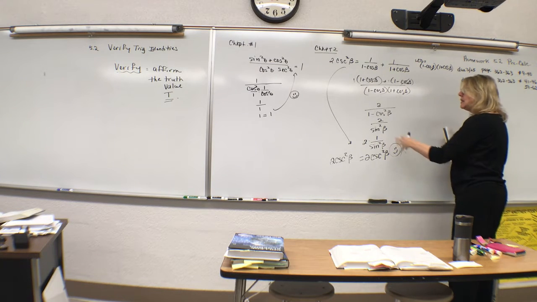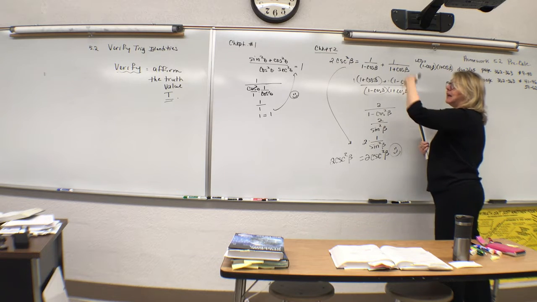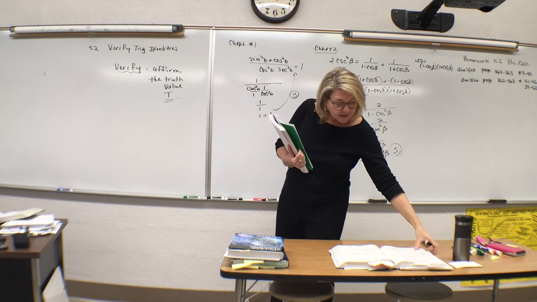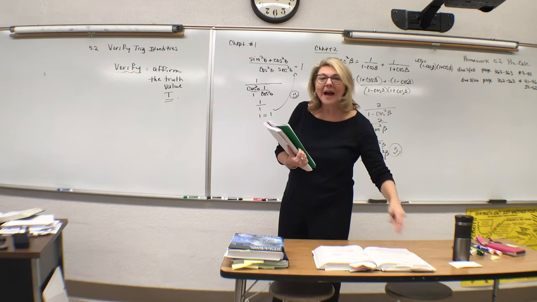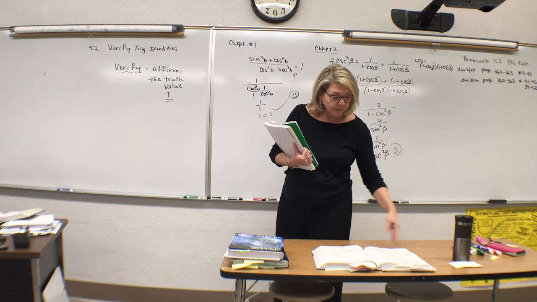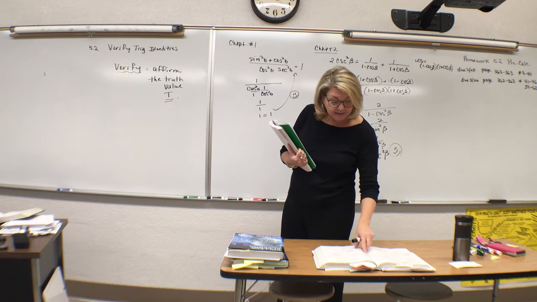Again, we worked with the right because the right was more complicated than the left. So this again is following the instructions that were back on page 357. Keep trying something. So far we've been working with the more complicated side.